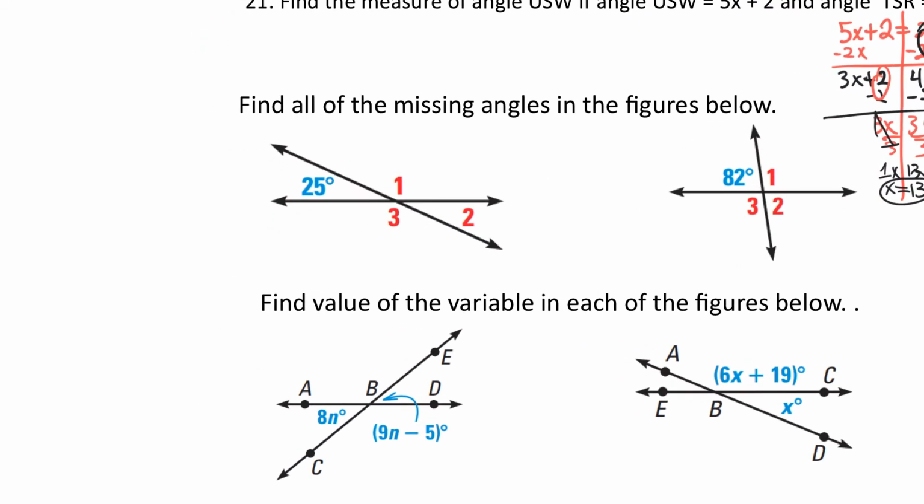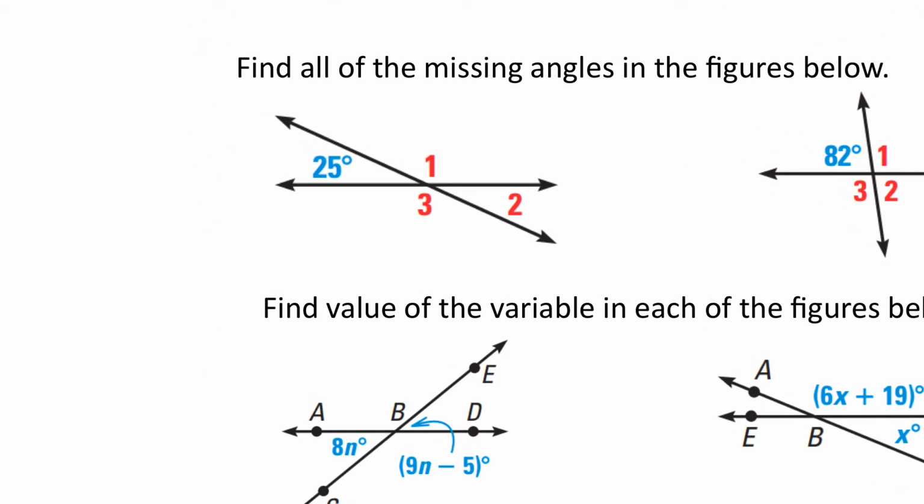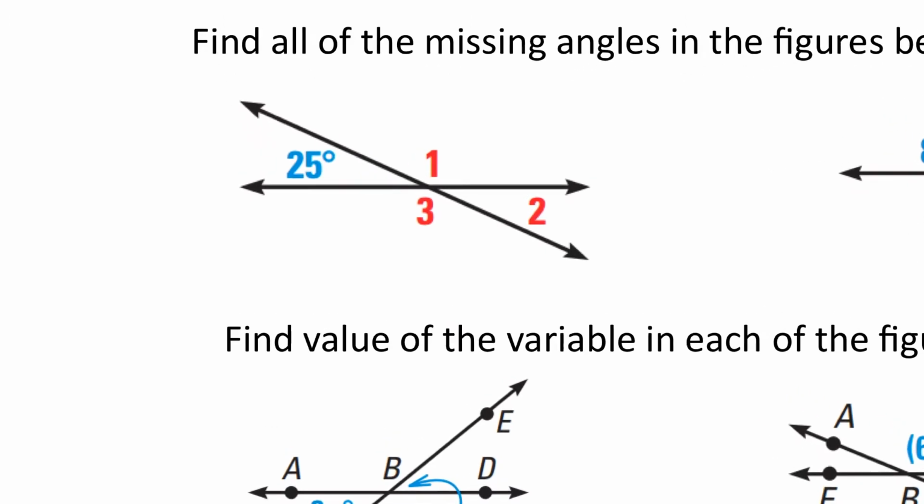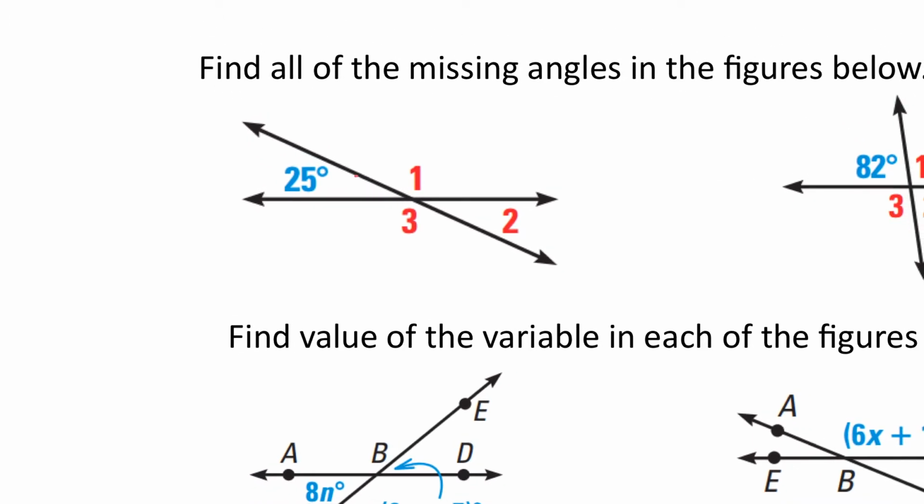Okay. Find the measure of all the missing angles here in the picture. So, okay, the 25-degree angle right here and angle 2, what are those? Yeah, and so what type of pair are they? They're vertical, right? So how big is angle 2? 25 degrees. It's congruent to its vertical angle.